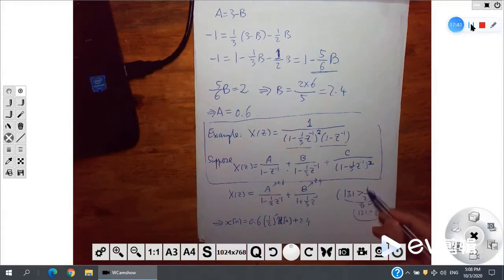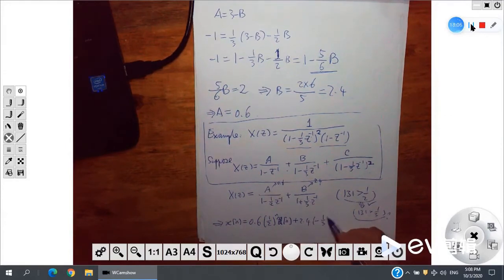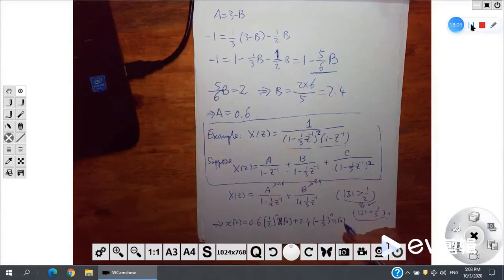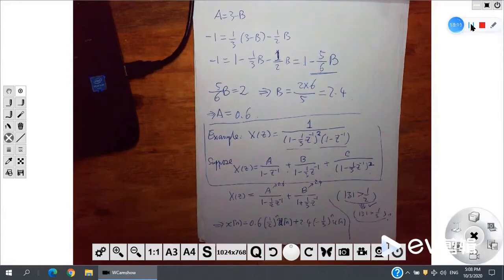It's larger than 1/2, of course it's larger than 1/3. So in the problem, this is 1/2, and you check the table, it satisfies this condition. This ROC is larger than 1/3, right? So we can use this one. Use this ROC and this function in the z domain. Then we go back to time domain. This 2.4 and negative 1/3 to the n u of n. Alright. Yeah, I forgot these.